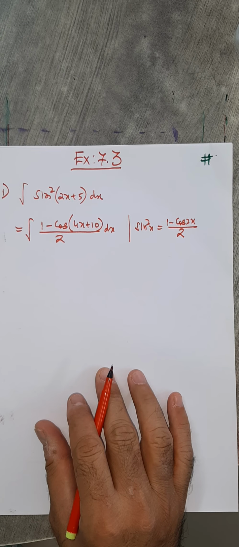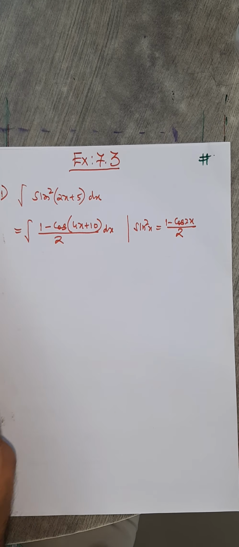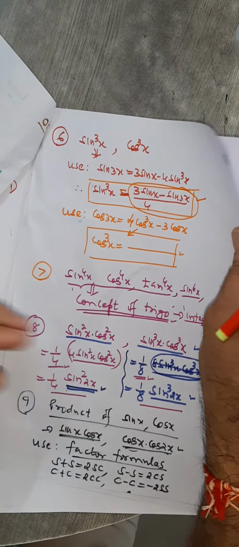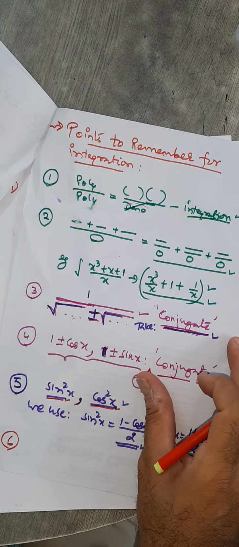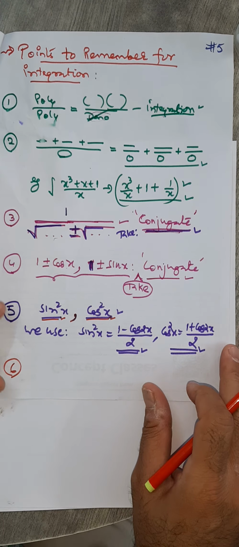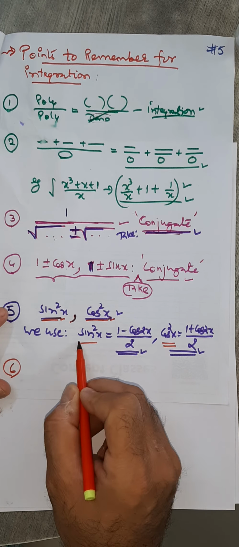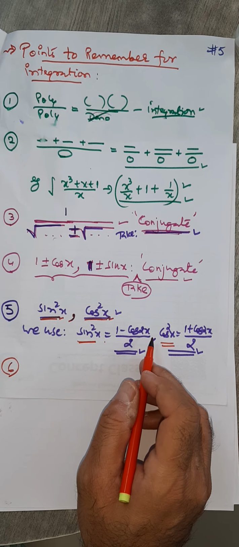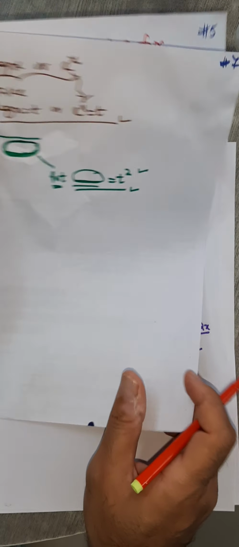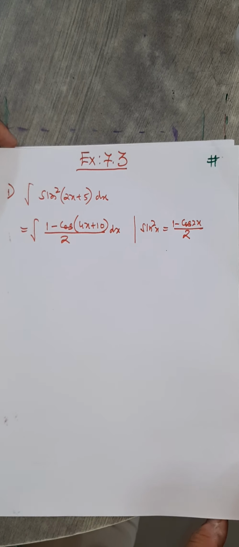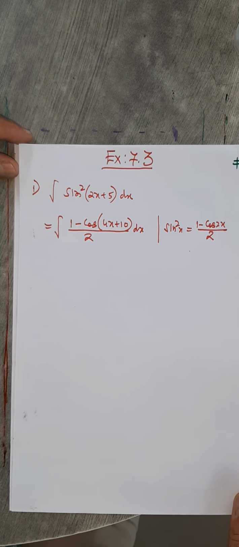If you remember those points to remember there, if you just recall these points, one of the points was this: if you have sine square or cos square, use the double angle formulas. Every day, if you just recall these points, you will realize. Okay, now this can be integrated very easily.